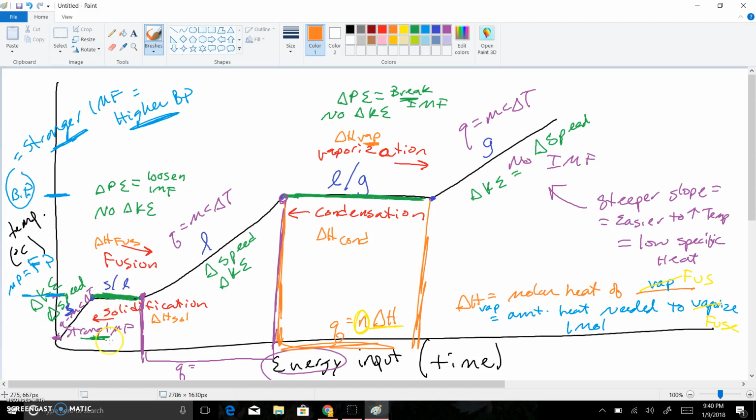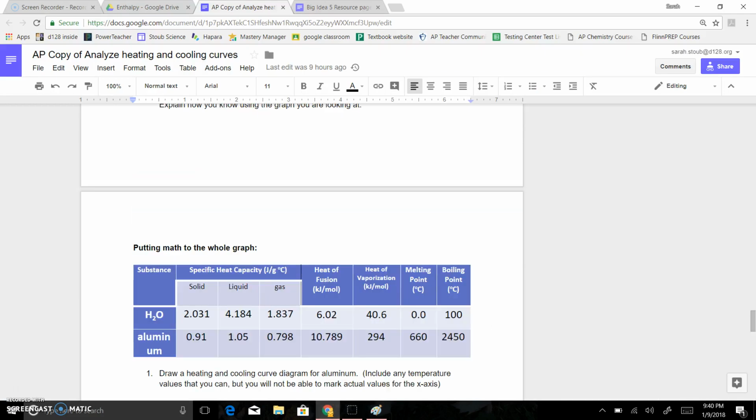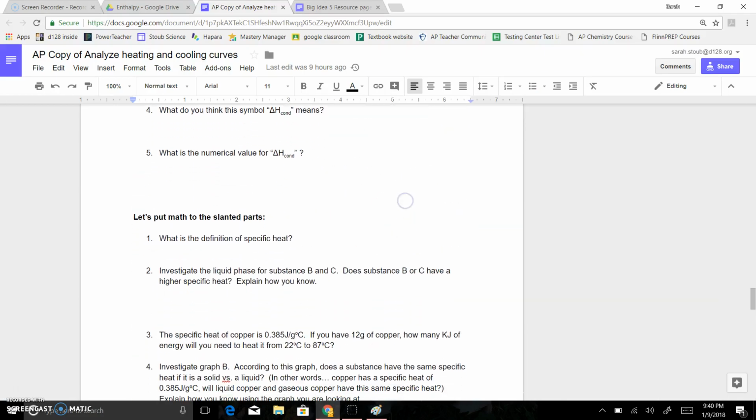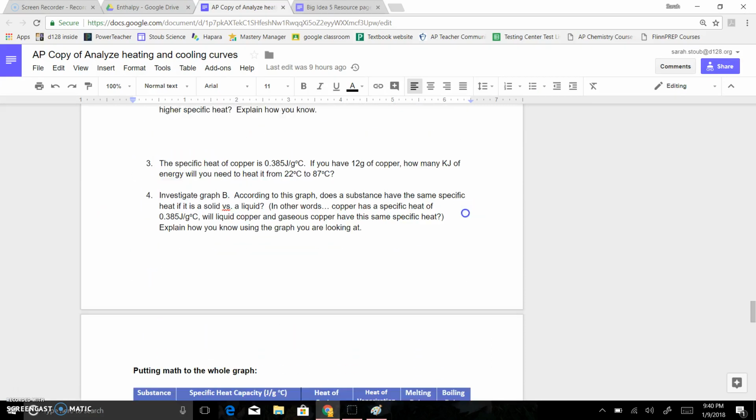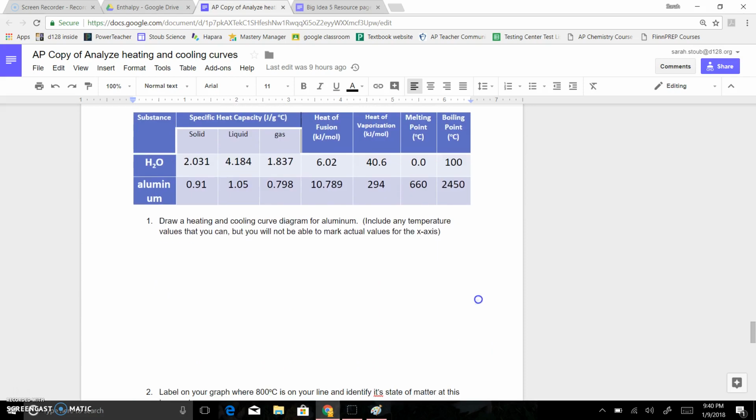So that's also the equation for this flat part: Q equals n delta H. Those are the 2 equations. Slanty parts, you use the C. Flat parts, you use the n delta H. Once again, these problems in here, this goes through the slanted part, and this goes through the flat parts. And then this last page is where you're going to put them all together.